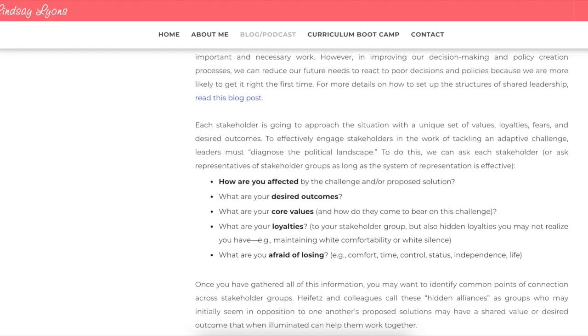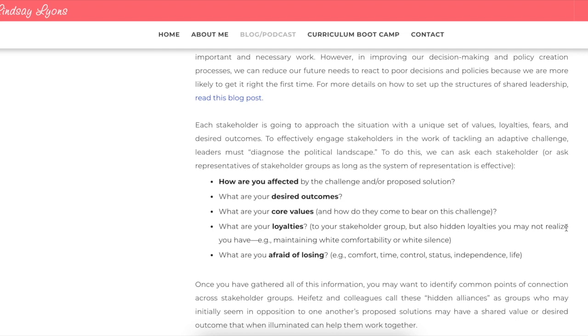So let's be honest. What are your desired outcomes? Because it might be, I want to work less, right? It might be, I want to have more time for my family. It might be things that we don't actually see. And not that we're trying to put a value judgment on it, but we want to get it out in the open. What are your core values, right? How did they come to bear in this scenario? Maybe you see a value violation here, and that is really important to name and to work through. And maybe we are going in the wrong direction because we don't have a value alignment as a larger organization.